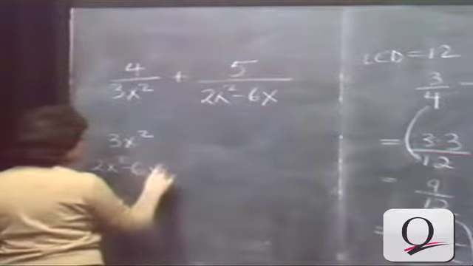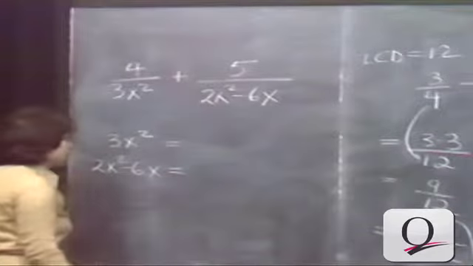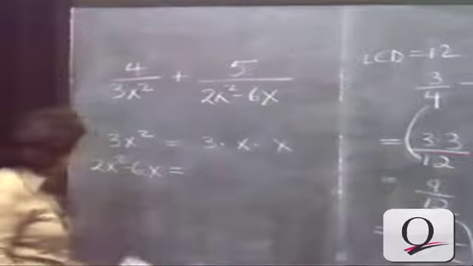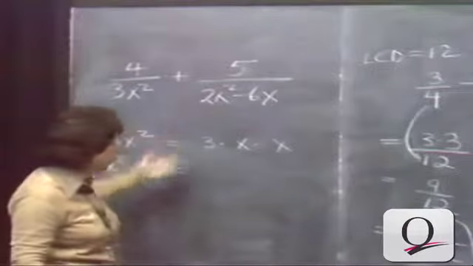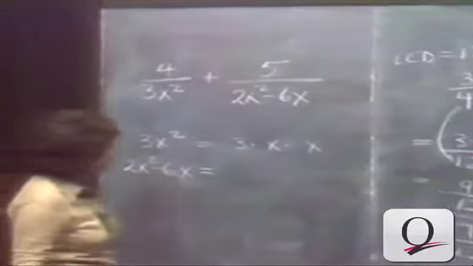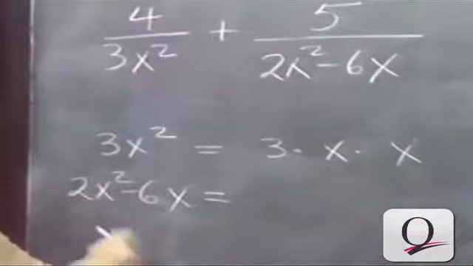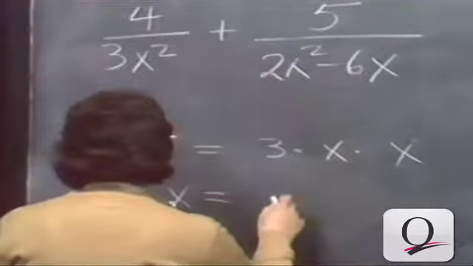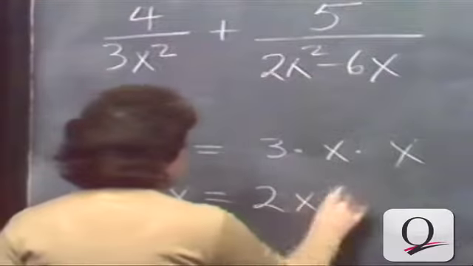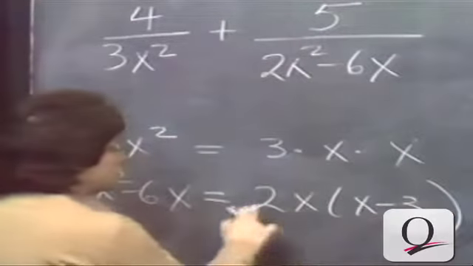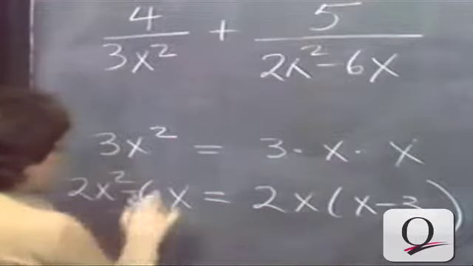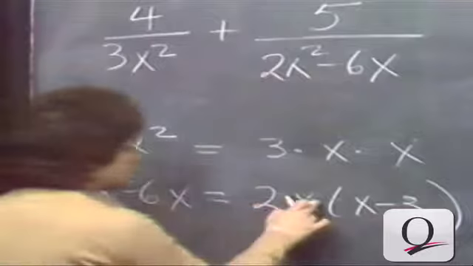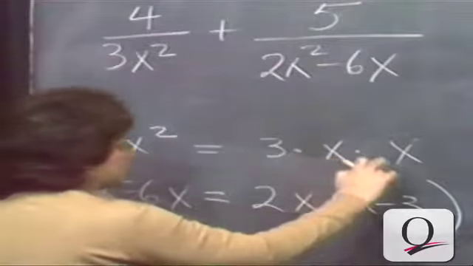and factor it completely. Well, 3x squared is simply 3 times x times x. Constants you write as a product of primes. 3 is already a prime here, and x squared is x times x. Down here, we can factor out a 2x, giving us 2x times x minus 3. This is 2x squared minus 6x, checking our answer by the distributive law. Okay, so we have everything factored.